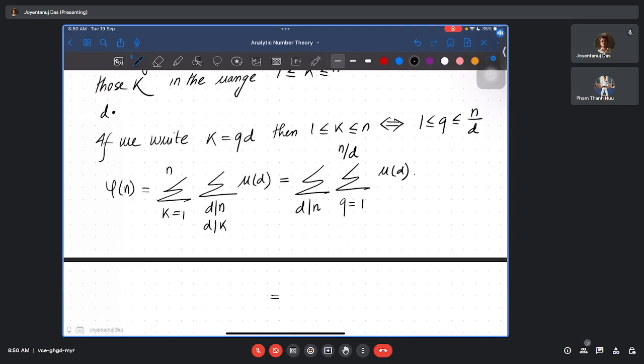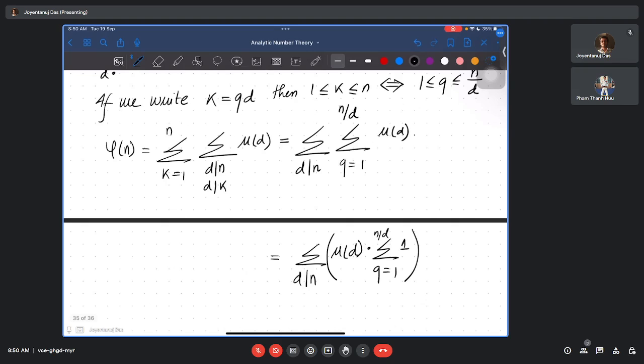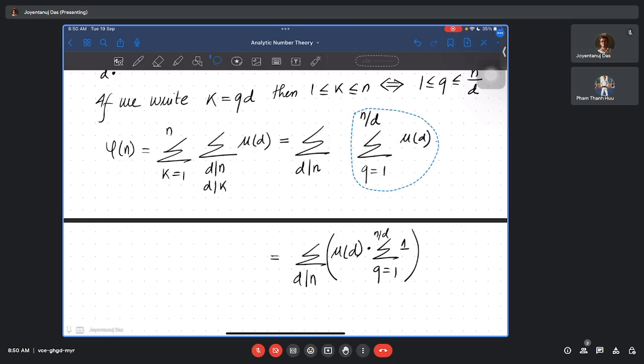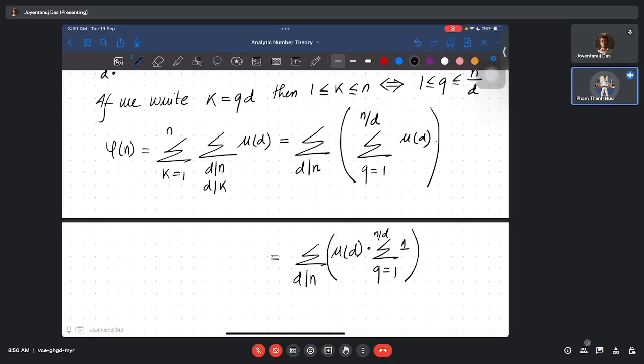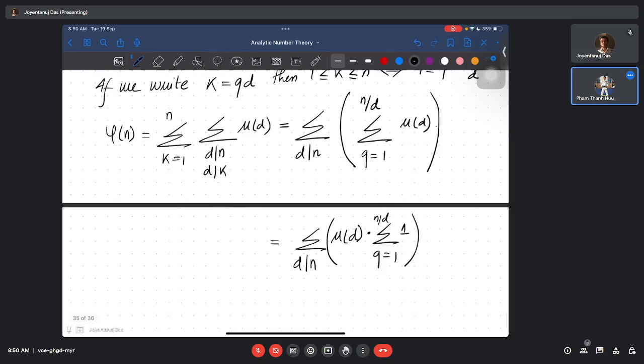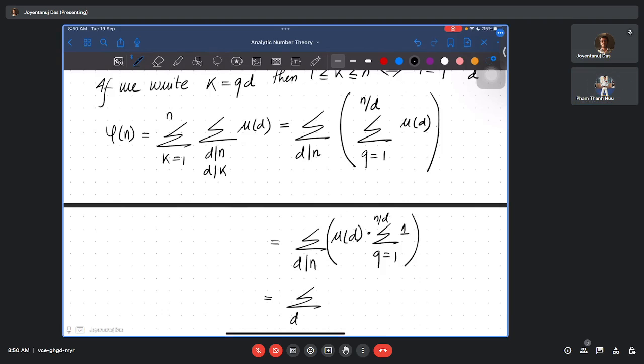So here I can write it as the summation over d divides n of mu of d times the summation q equals 1 to n by d of 1. So this is my summation. Here there is a bracket, so I'm just interchanging the bracket, and we almost proved it. In the summation, how many terms are there? n by d, q equals 1 to n by d, so it is n by d times mu of d, summed over d dividing n. That is what we wanted to show.